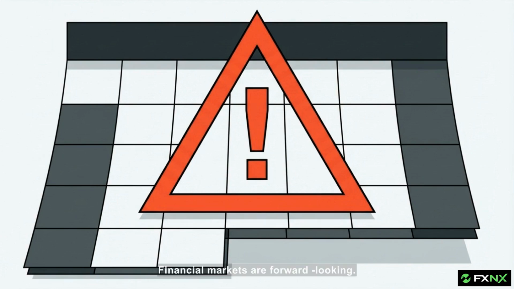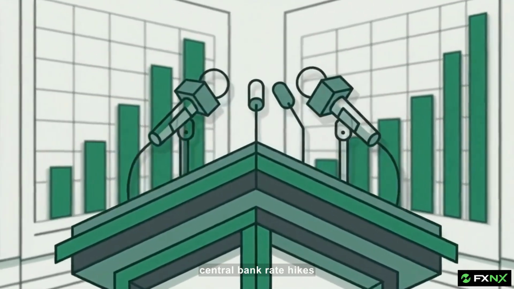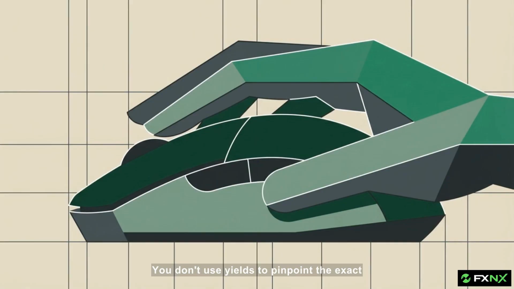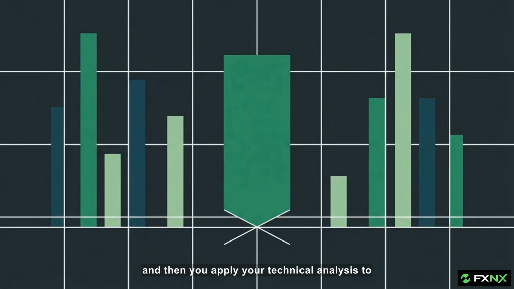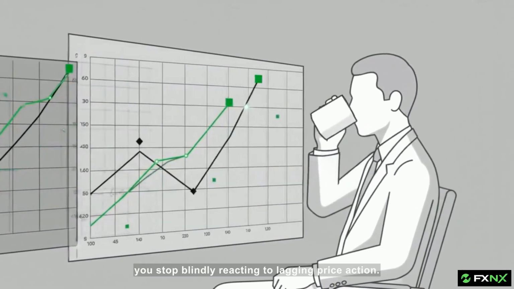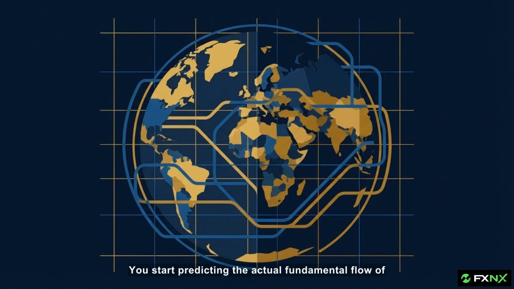Financial markets are forward-looking. Bond yields will rise to price in future central bank rate hikes long before the official announcement actually happens. You don't use yields to pinpoint the exact second you click buy or sell. You use this fundamental analysis to establish your directional bias, and then you apply your technical analysis to execute a precise entry. By integrating bond spread analysis into your daily workflow, you stop blindly reacting to lagging price action. You start predicting the actual fundamental flow of global money.